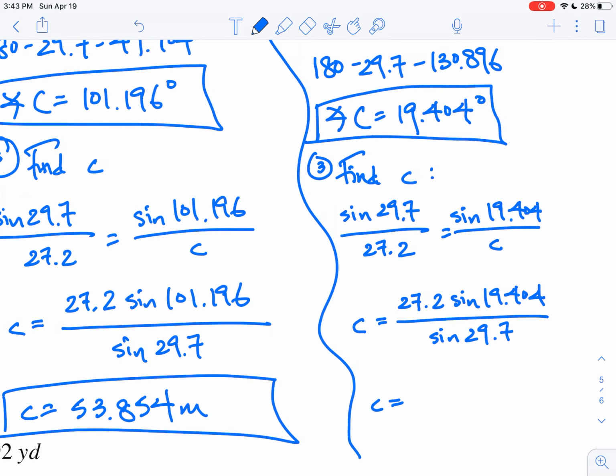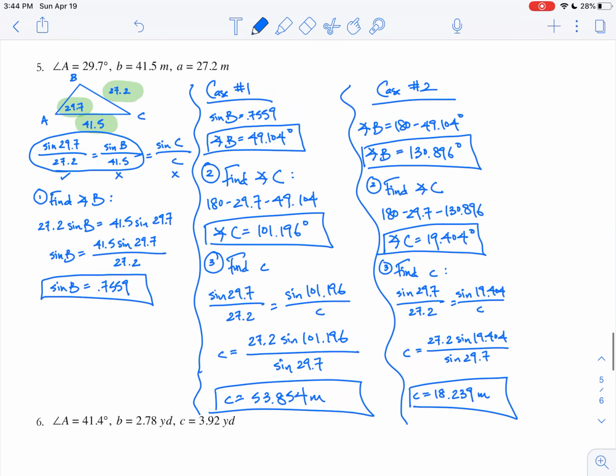Okay? And when I type that into the calculator, I get a c value of 18.239 meters. Okay? So again, this is the one case we really have to be careful of, which is the pain in the SSA case, because there might be two triangles, and it's up to you to make sure that you check for both. Okay?